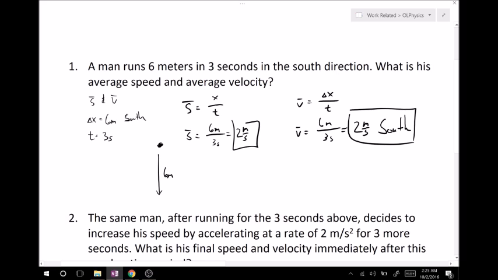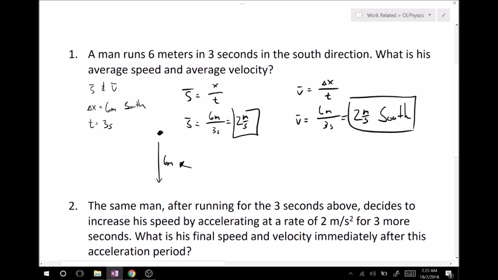So pretty easy, not too hard. Sometimes drawing pictures will be helpful, but if you understand how to do these equations, they should feel pretty easy so far.